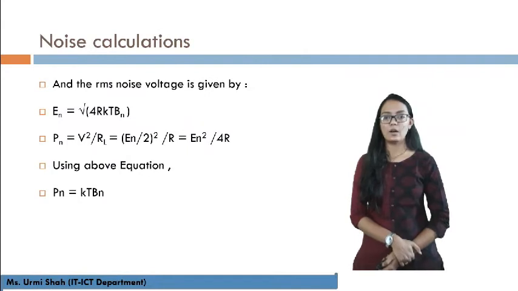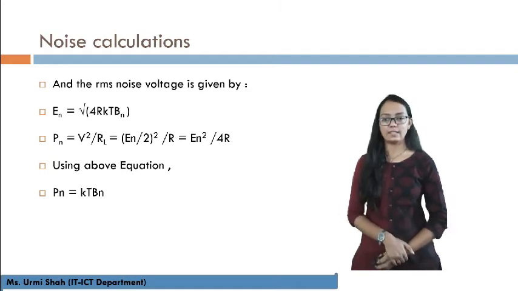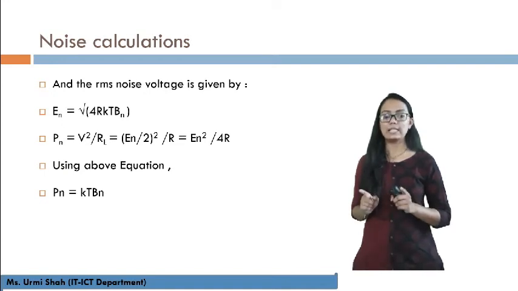Now the next kind of calculation in this category is noise power. Up till now we have seen noise in voltage. If you want to calculate the power of noise, the formulation is like this. We have calculated En, that is En is equal to root of 4kRTB. Then, what is power? Power is the multiplication of voltage and current. P is equal to voltage into current, V into I.